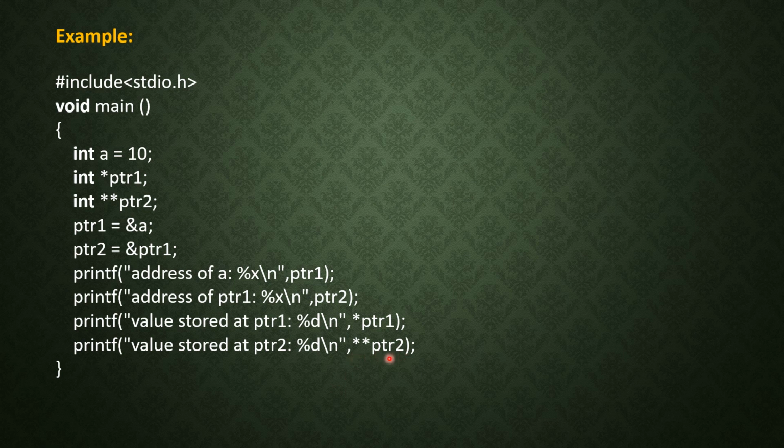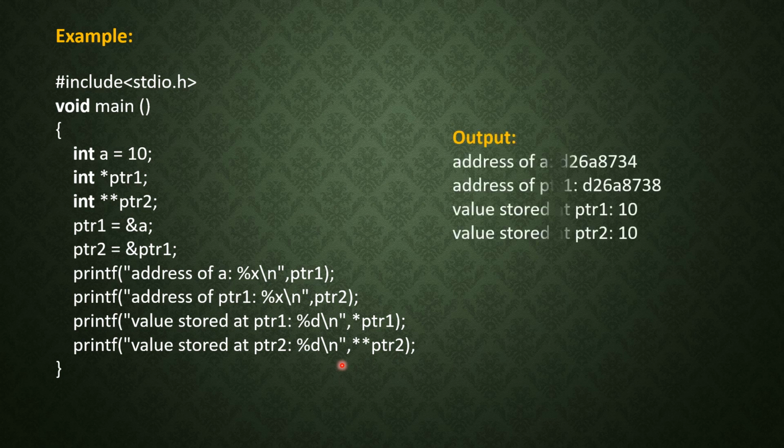PTR2 contains the address of PTR1, and one more star indicates the contents of PTR1. So star PTR2 gives PTR1, and star PTR1 is what? 10. So that will be printed. Now we'll see the output here. These addresses will be coming from the system itself, we are not mentioning them. So the address of A will be printed, and next the address of pointer 1 will be printed. The value stored at pointer 1 is 10, and the value stored at pointer 2 is 10.